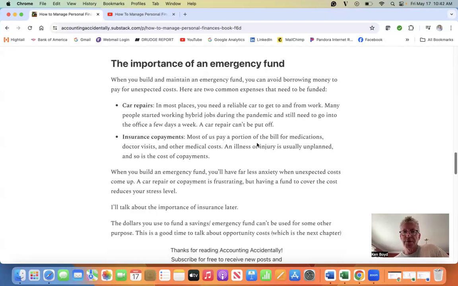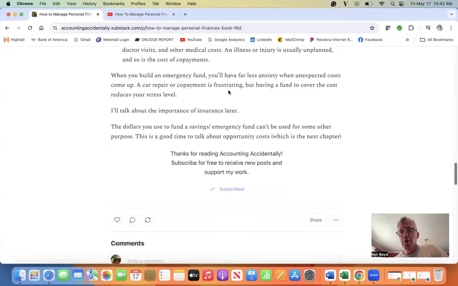Insurance co-payments. Most of us pay a portion of the bill for medications, doctor visits, and other medical costs. We may have to also pay a deductible. An illness or injury is usually unplanned, and so is the cost of co-payments, and you can add on deductibles. When you build an emergency fund, you have far less anxiety when unexpected costs come up. A car repair or a co-payment is frustrating, but having a fund to cover the costs will reduce your stress level. I'll talk about the importance of insurance later in the book.